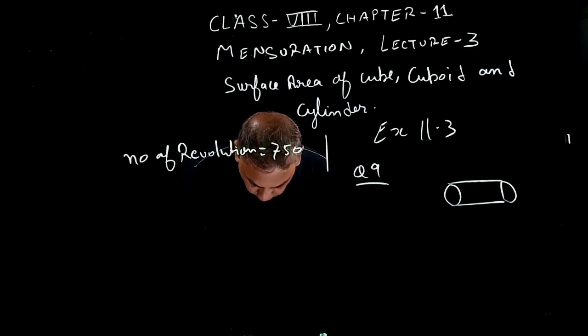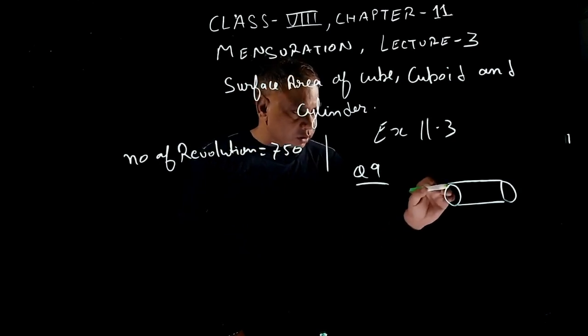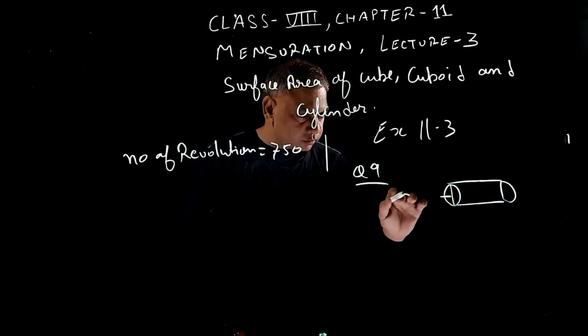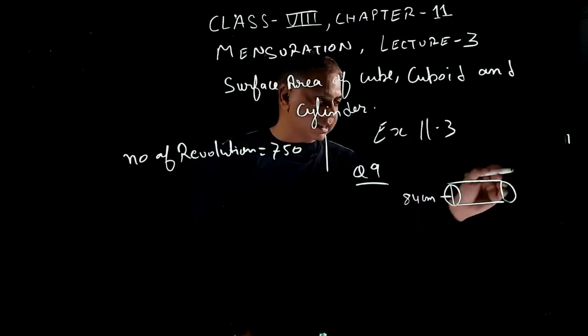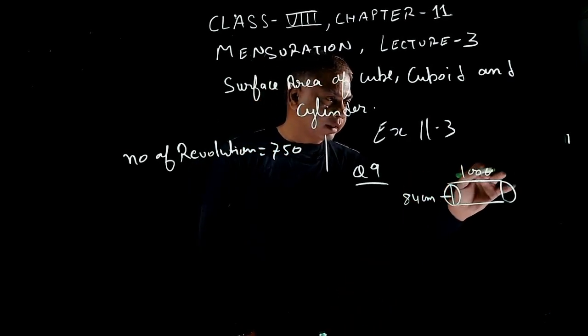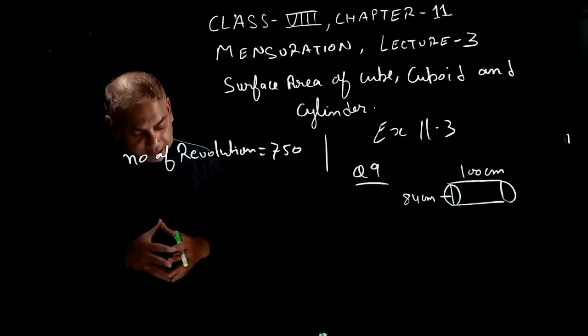Find the area of the road if the diameter of the road roller is 84 centimeter. Diameter of the road roller, this is 84 centimeter and the length is 1 meter. This length is 100 centimeter. 1 meter is equal to 100 centimeter. Okay, you find out the area of the road.